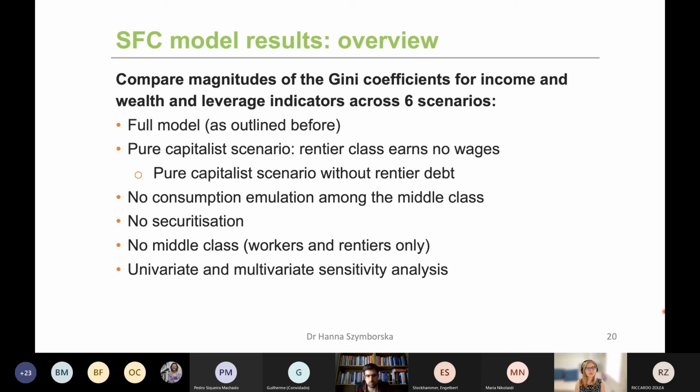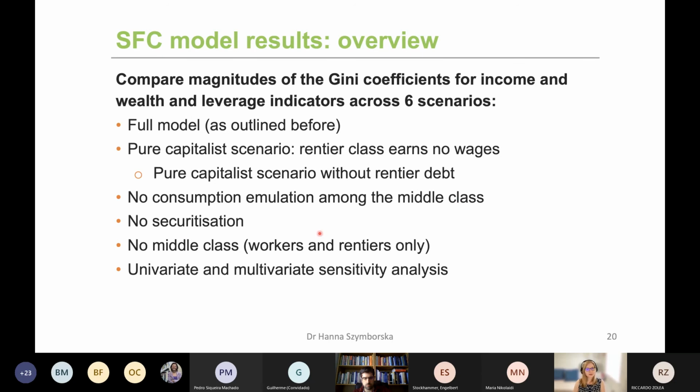And then I compare it to specifications of that model where I take away some of these complexities one at a time. I think the most interesting one probably would be the pure capitalist scenario, where we compare it with a situation when the rentiers actually earn no wages. So this is the typical understanding of the rentier class in stock flow models.